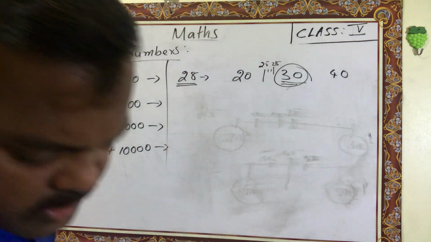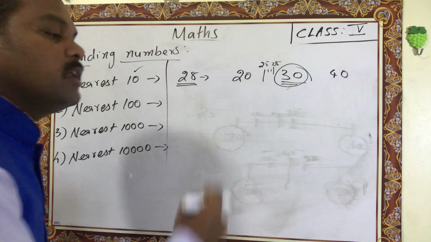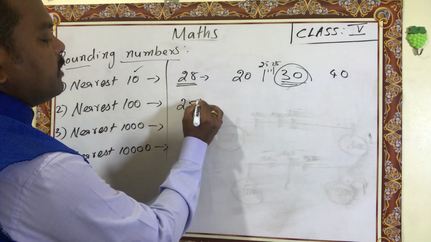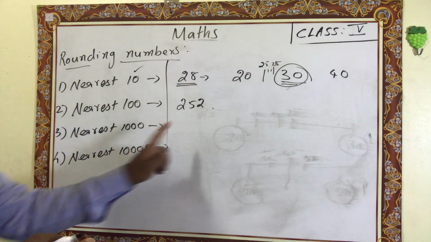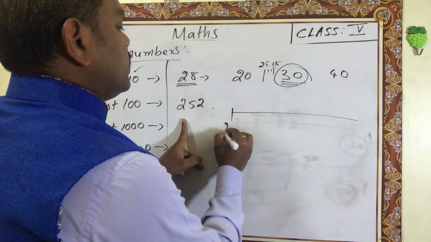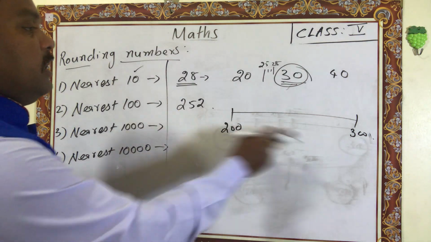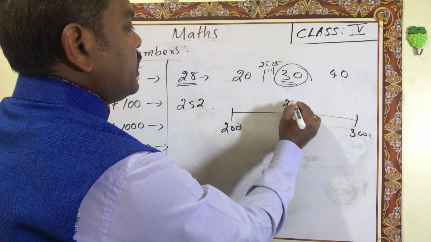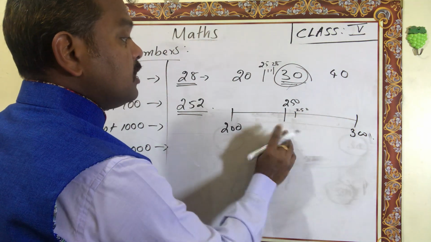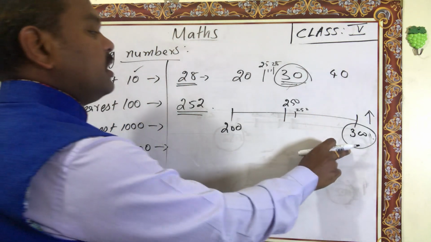What about nearest 100? Nearest 100 means answer will be multiple of 100: 100, 200, 300, 400, like that. From your book, one example I will give: 252. 200 is here. 300 is here. What is the answer, 200 or 300? What will be the middle? 250. Our question is 252. So 252 will come here. Our question is more than half, so the upper number you have to take as an answer.